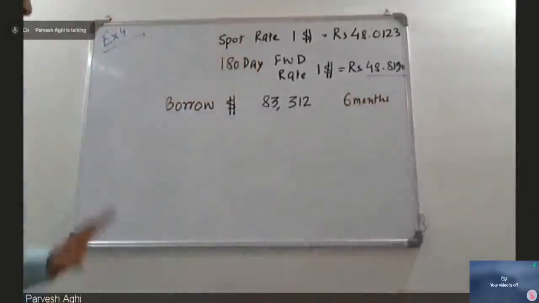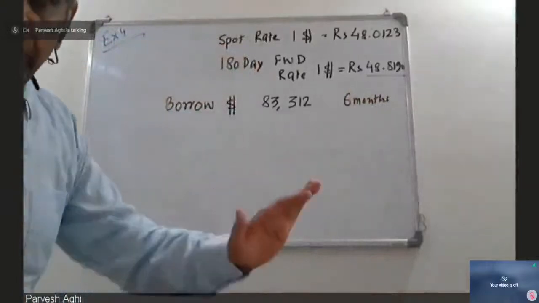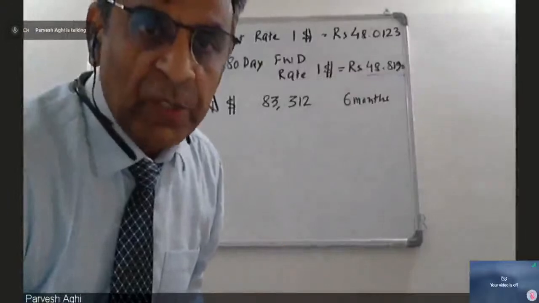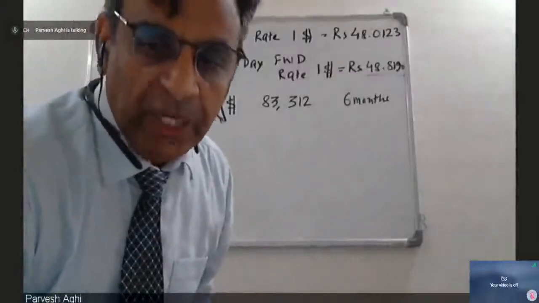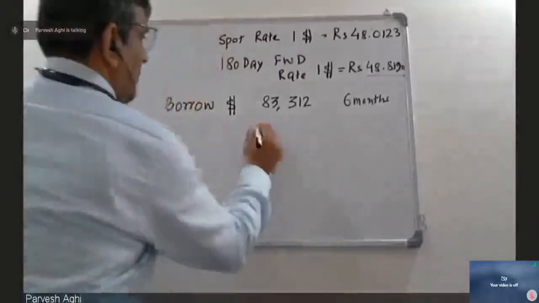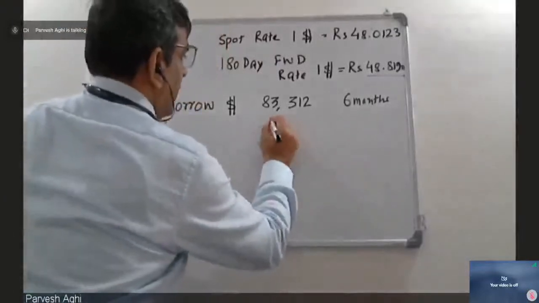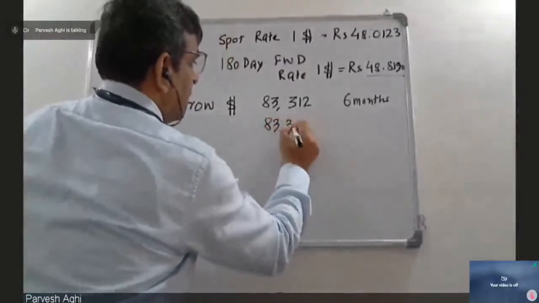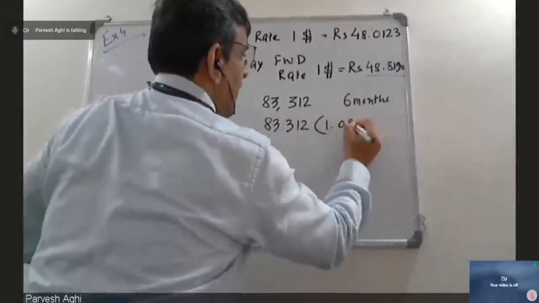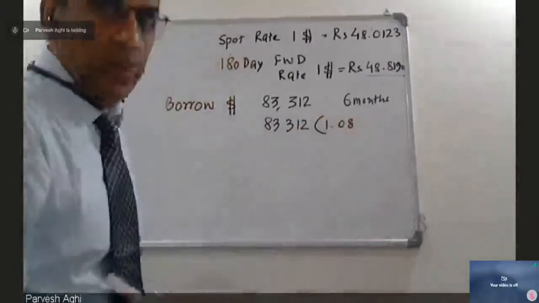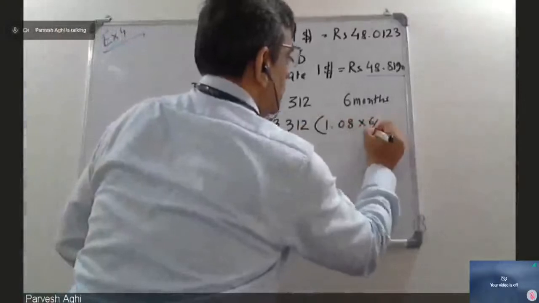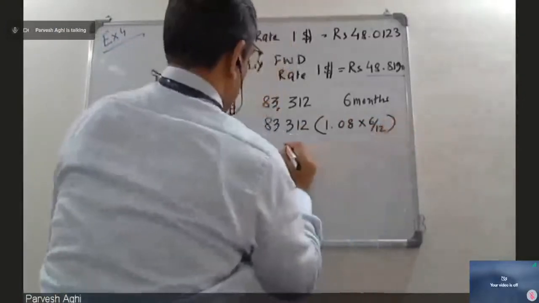Which means that I am going to pay interest. The American rate of interest is how much? Let me just check. It is 8%. So this 83,000 I have to pay back after 1 year is 1.08 into 6 by 12, half a year.